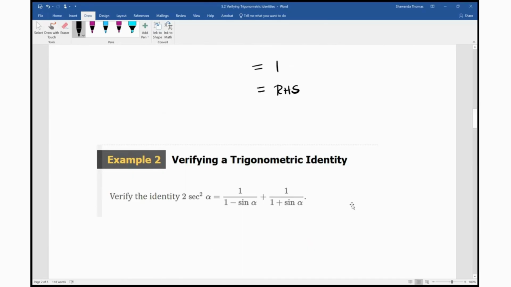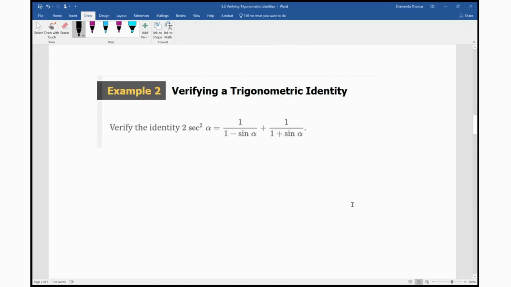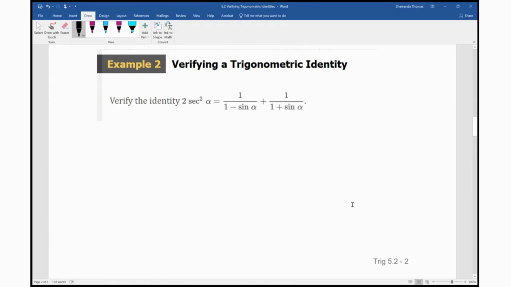All right, verify the identity: 2 secant squared alpha equals 1 over 1 minus sine alpha plus 1 over 1 plus sine alpha. Which side seems like the most complicated side to you? The right hand side. All right, so we're going to start with the right side.